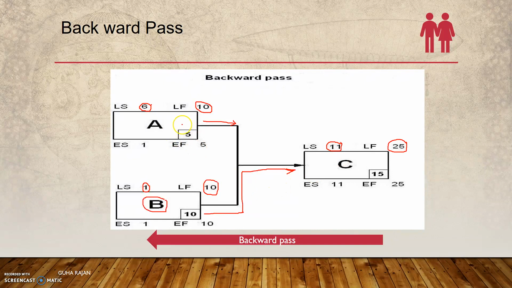Whereas here, if you look at it, there is a slack of 5 days. So you can delay the start of A by 5 days. Even if it is going to complete on day 6, day 7, day 8, it doesn't matter, because even if it is completing on day 8, the activity C will start only on day 11. So you are still comfortable, you don't need to push the activity C.